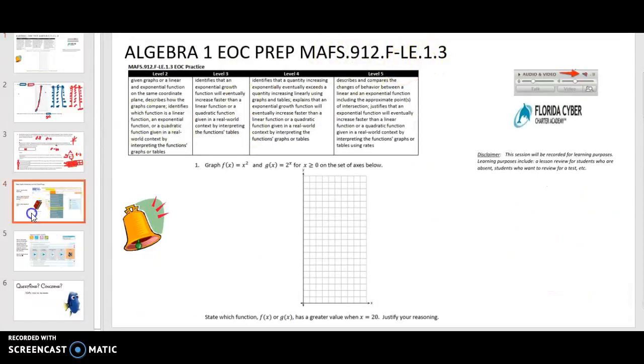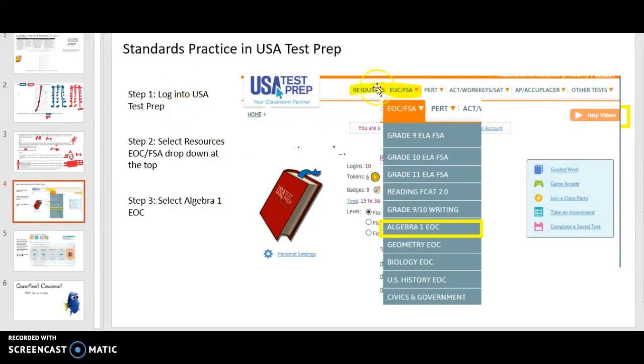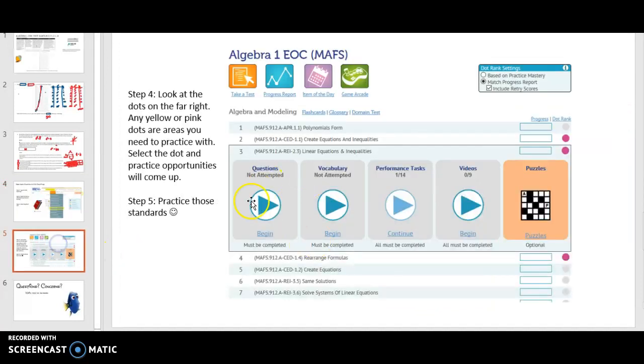LE.1.3, you can always go to USA Test Prep, click on Resources or Other Tests if you're in 8th grade, and find your Algebra 1 EOC. It'll bring up all of the standards that are covered. Use your dot ranks to help you practice. So you've done assignments based on these standards already. So if you're the red or the purple, you want to go ahead and click that.